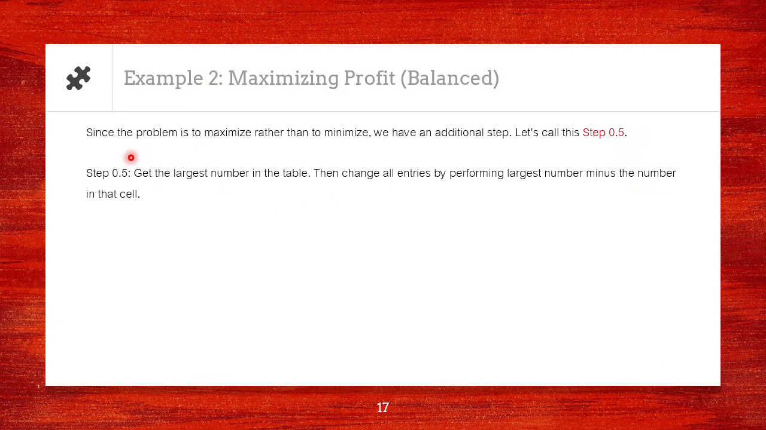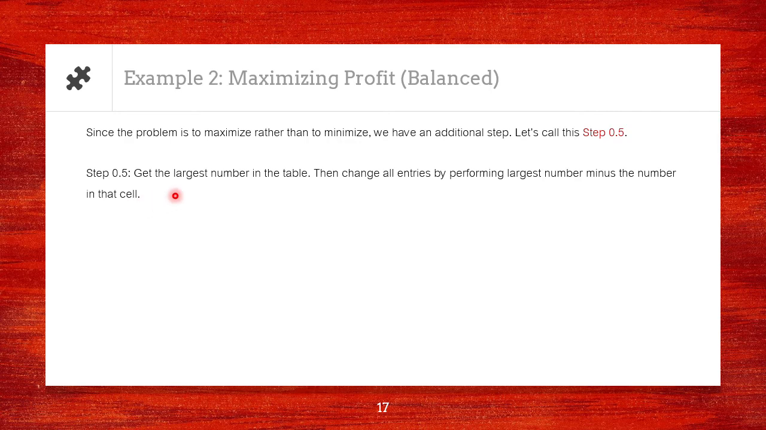Now, since the problem is to maximize rather than to minimize, we will have an additional step. Let's call this additional step step 0.5. For this step 0.5, what we do is we get the largest number in the table and then change all the entries by performing largest number minus the number in that cell.